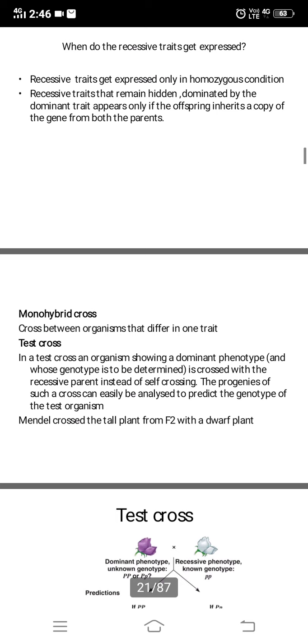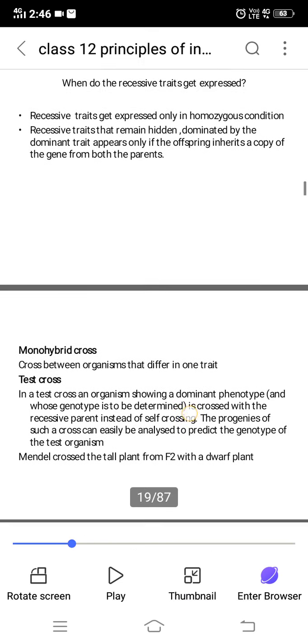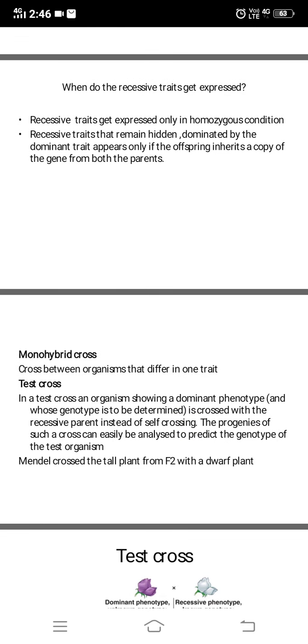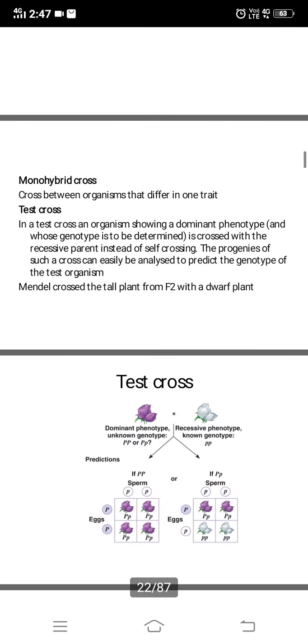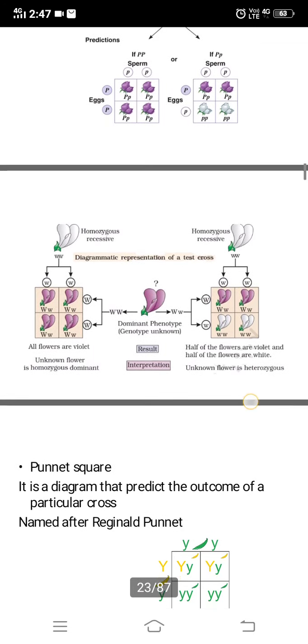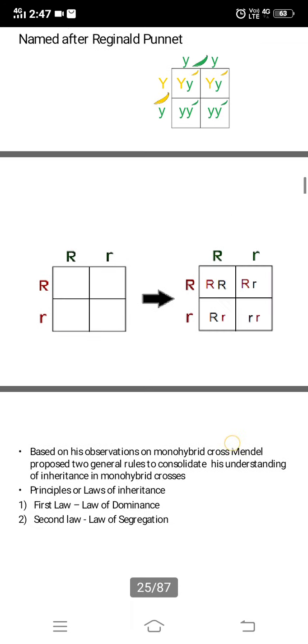Then we came to test cross. Test cross is a cross done when we know the phenotype of an individual but we don't know the genotype. So a test cross is done with the homozygous recessive. So we learned what a test cross is. Then we learned what a Punnett square is.